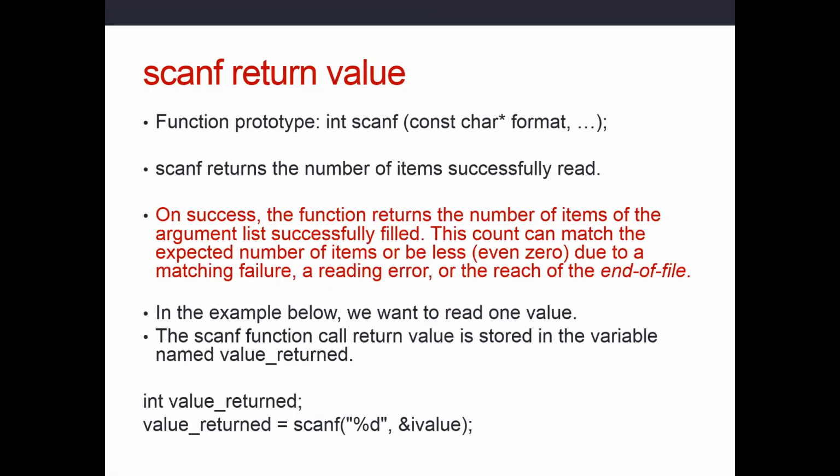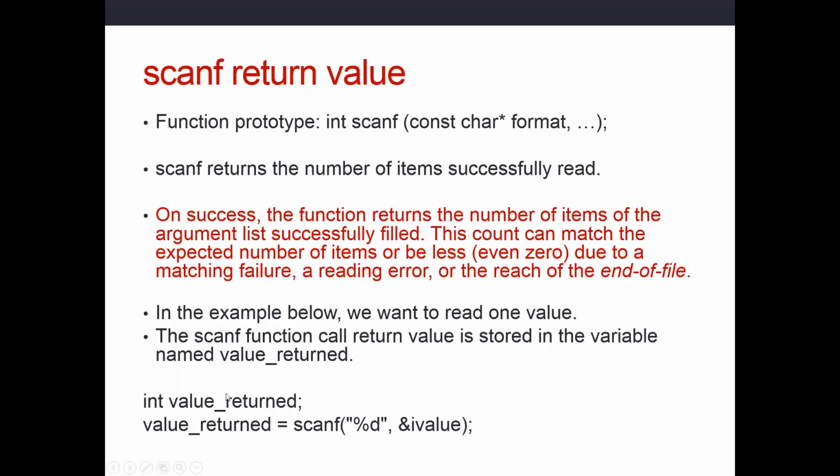If we're trying to store something, in this case in our argument list down here, we're trying to store something in ivalue. Did it fill that? If it did read something and write something into its memory, scanf should return the value of 1. This count can match the expected number of items, or it can be less, even 0, due to a matching failure, a reading error, or reaching the end of a file. We're not reading from a file. So if we fail to pattern match, or if anything else goes wrong with the stream, it'll return some sort of error.